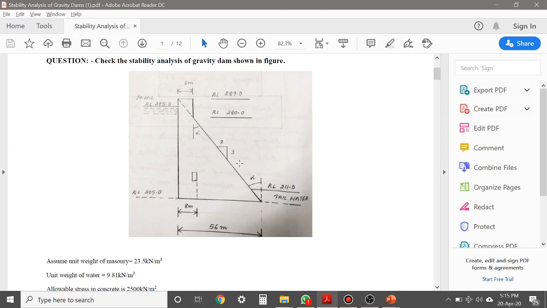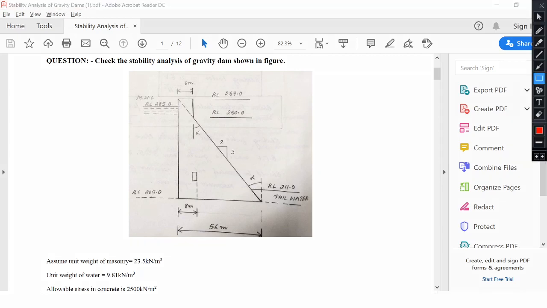At the downstream side, it is inclined at a slope of 2 horizontal to 3 vertical. Using this 2 horizontal to 3 vertical, you can solve for this particular angle alpha. Also, for this gravity dam, the top width of the dam is given as 6 meter and the bottom width of the dam is given as 56 meter.